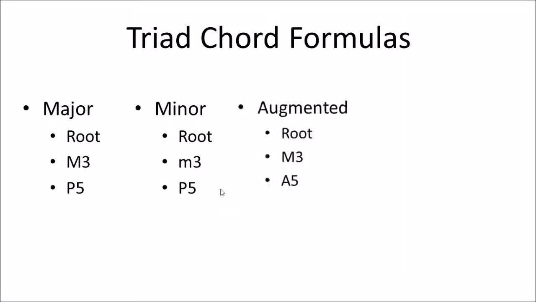Okay, to make an augmented chord, we take a major triad, and we just raise the fifth a half step. So the augmented chord will be a root, major third, and an augmented fifth. And to make a diminished chord, you take a minor triad, and you lower the fifth by a half step. So the diminished formula is a root, minor third, diminished fifth.